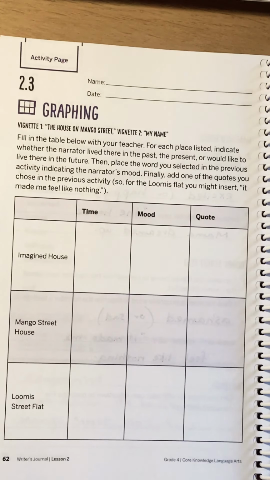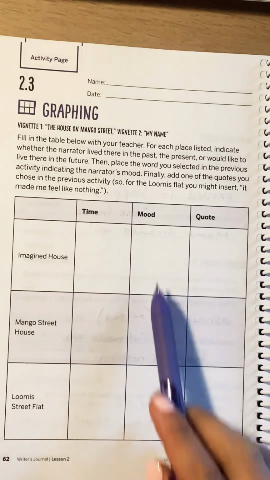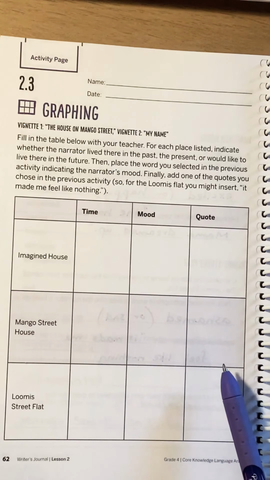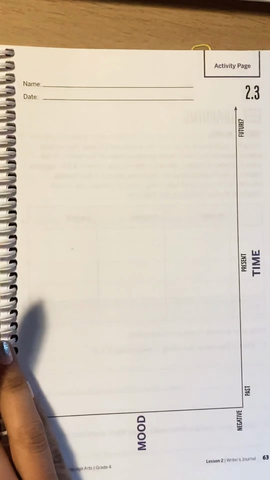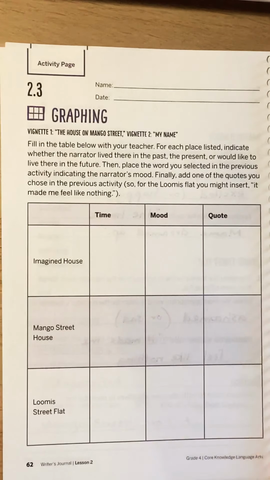Awesome. I'm right here. So we're going to fill this out about when she lived in the houses, so the time that she lived in them, the mood, like how she felt about living in them, and a quote that matches her feelings, or a quote that describes what the house looked like. And then we're going to take our information from the chart and put it in this graph over here, and I'll show you guys how to do the graph in a second. But first thing is the chart.